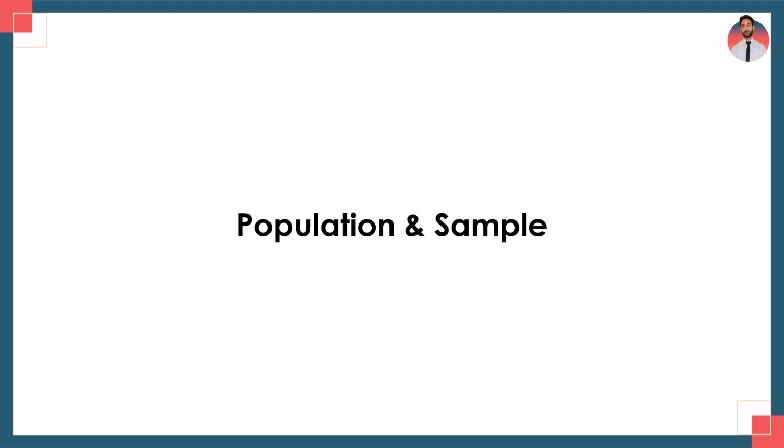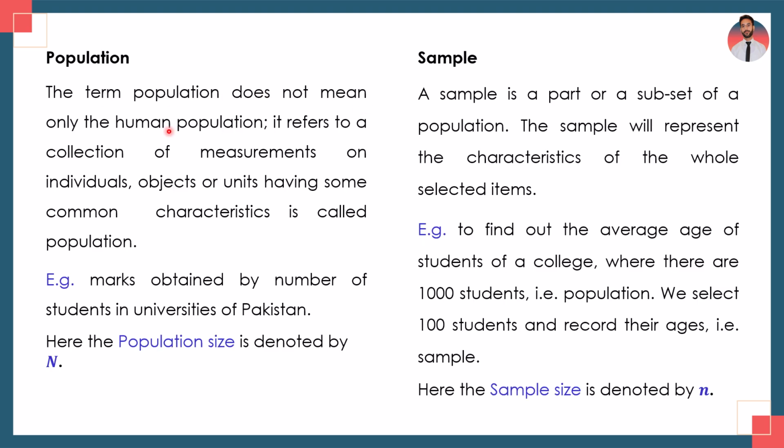Now, I will discuss the very important terms population and sample. The term population does not mean only the human population. It refers to a collection of measurements on individuals, objects, or units having some common characteristics. For example, marks obtained by number of students in universities of Pakistan. Here, the total number of students in Pakistan universities are the population units, and the parameter of interest is the marks obtained by students in universities of Pakistan. So population is the whole aggregate about which some information is needed.